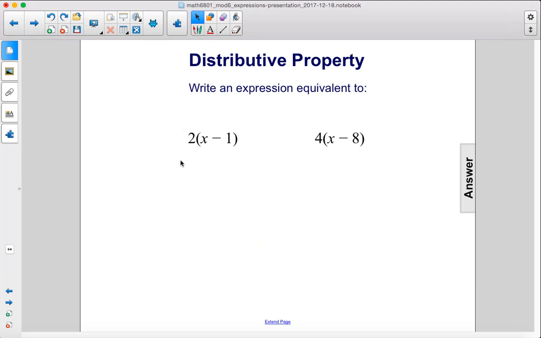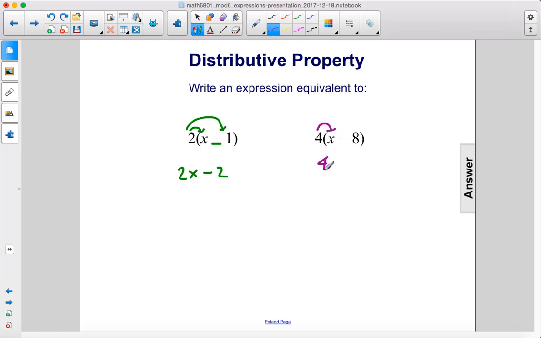Alright, so we're going to write out equivalent expressions for these. So let's just distribute the 2 into this expression here. So 2 times x gives us 2x, minus sign, and then 2 times 1 gives us 2. Over here we have 4 times x, then we put our minus sign, and 4 times 8, which is 32.